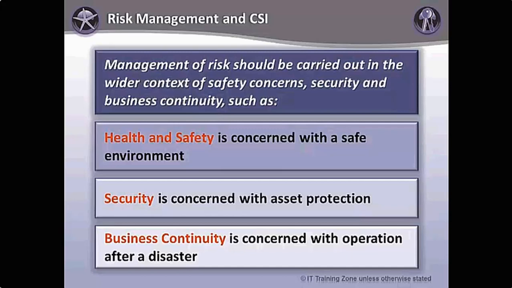Management of risk should be carried out in the wider context of safety concerns, security, and business continuity, as you can see here. Health and safety policy and practice is concerned with ensuring that the workplace is a safe environment. Security is concerned with protecting the organization's assets, including information, buildings, and so on. And business continuity is concerned with ensuring that the organization could continue to operate in the event of a disaster, such as a loss of service, flood, or fire damage.